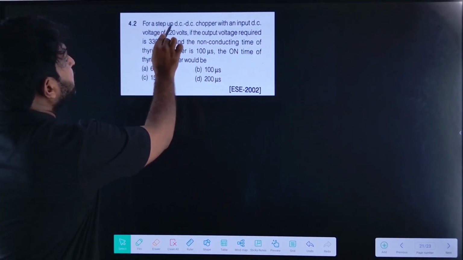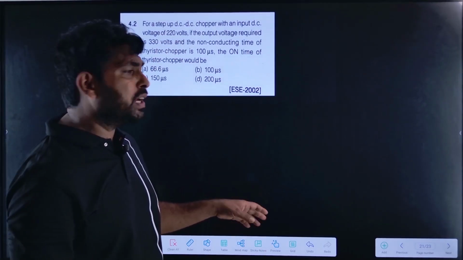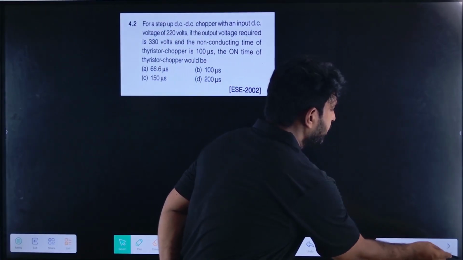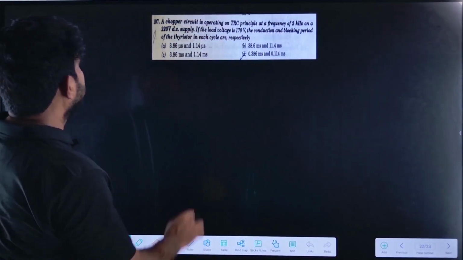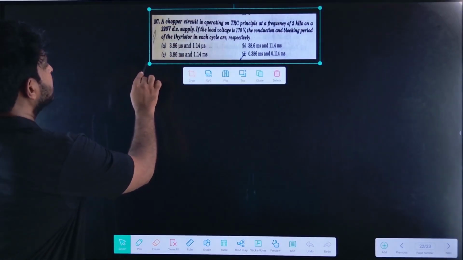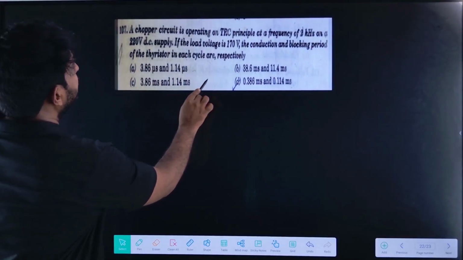This is a step up DC to DC converter. We haven't covered this topic, so let us solve it next time. This next one was asked in the ESE, the Civil Service Examination.